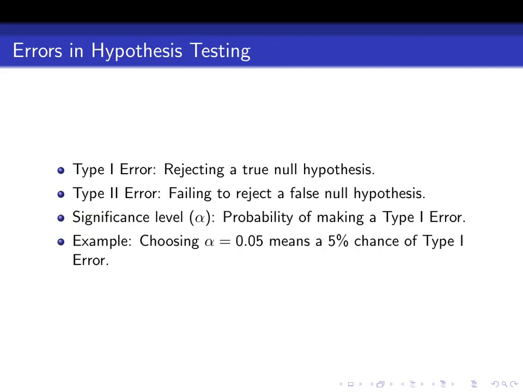In hypothesis testing, errors can occur. A type 1 error happens when a true null hypothesis is rejected, while a type 2 error occurs when a false null hypothesis is not rejected. The significance level, denoted by alpha, represents the probability of making a type 1 error. For example, choosing alpha equals 0.05 implies a 5% chance of rejecting a true null hypothesis.